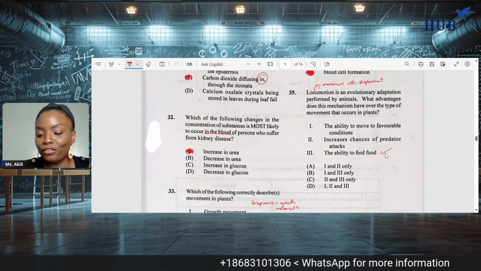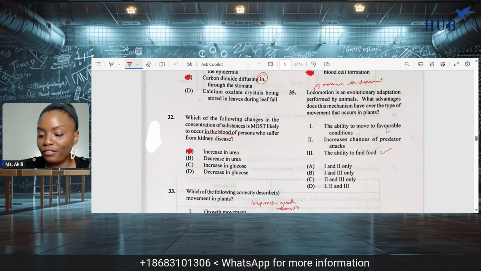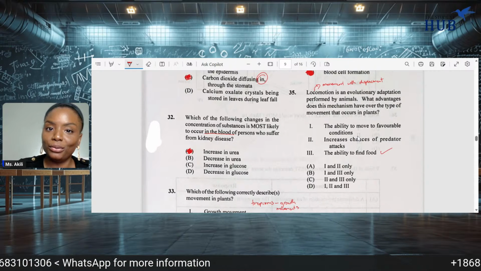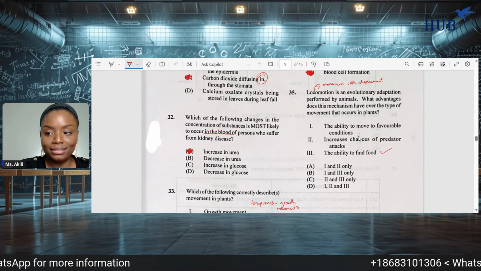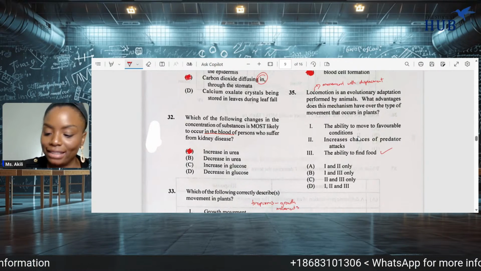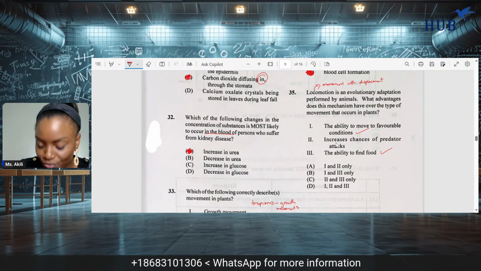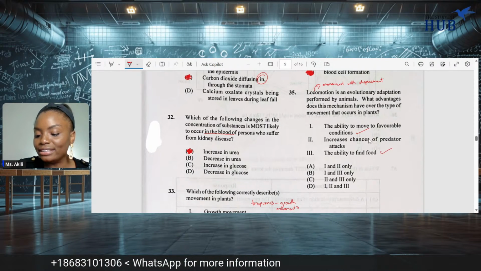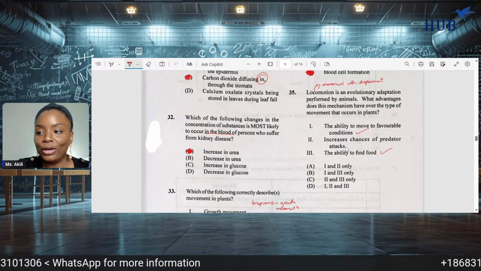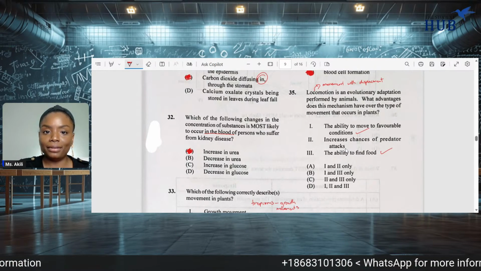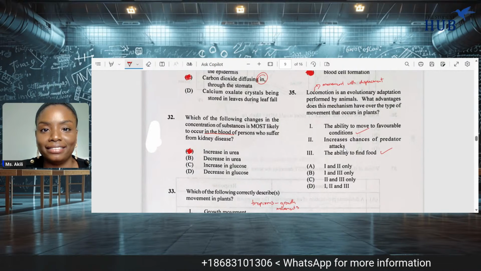The ability to move from one place to the next, to move to favorable conditions. If you are sitting down outside and it starts to rain, you can get up and go inside, right? Humans are animals, so we are a prime example. So we could move to favorable conditions. So 2 says increases chances of predator attacks, right? If I'm sitting outside in my yard and my neighbor's pit bull gets loose, I am running, right?